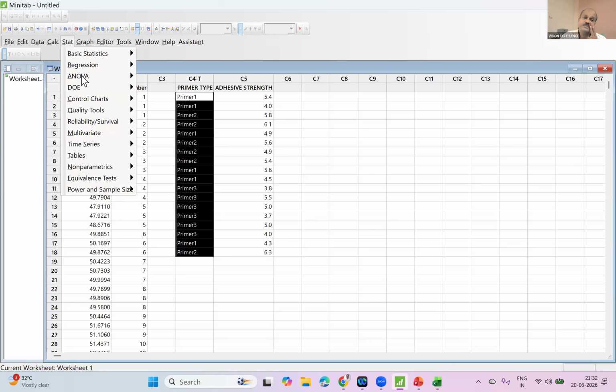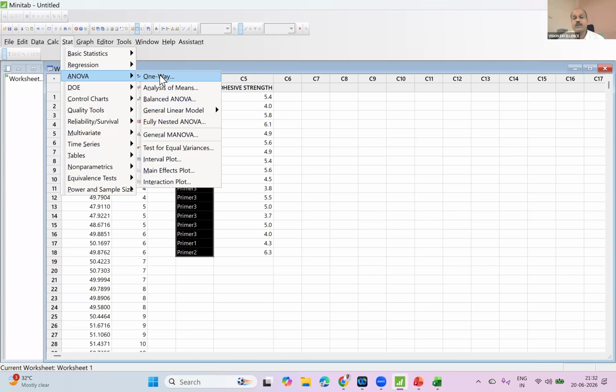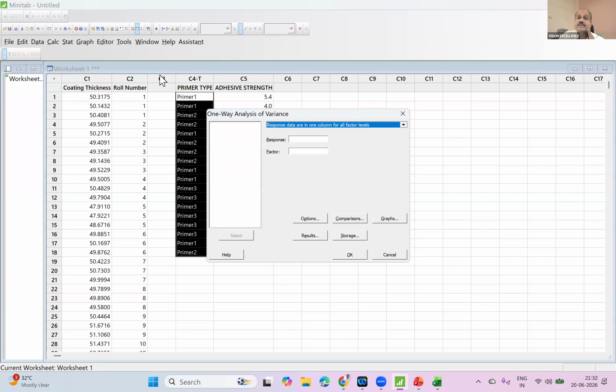So go to Stat, go to ANOVA, go to one-way ANOVA. Look at the description. Can you read out one of you? Determine whether the means of 2 or more groups differ. I have 3 groups now. Whether the average adhesive strength produced by primer 1 compared against primer 2, primer 3, is there a significant difference? So let me click this.